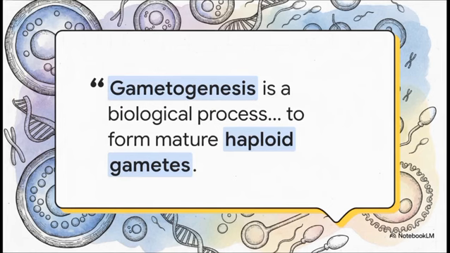I want to leave you with this one-line takeaway that summarizes our entire masterclass. Gametogenesis is the ultimate biological foundation, transforming diploid precursor cells into the mature haploid keys of reproduction. Truly, if you master these fundamental shifts from 2N down to N, you master the core of reproductive biology.